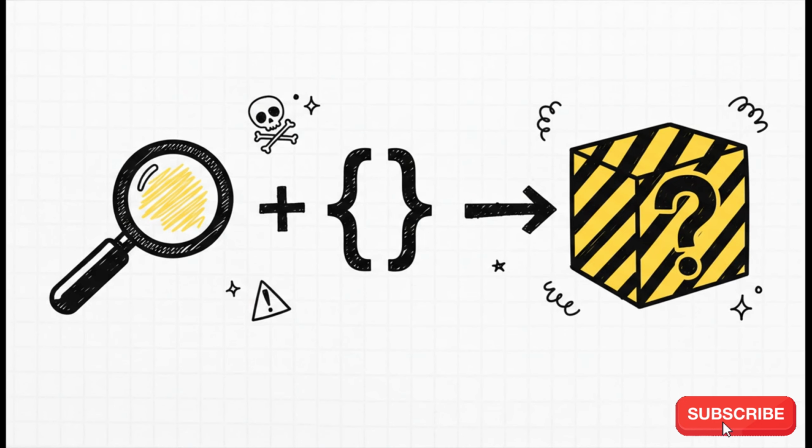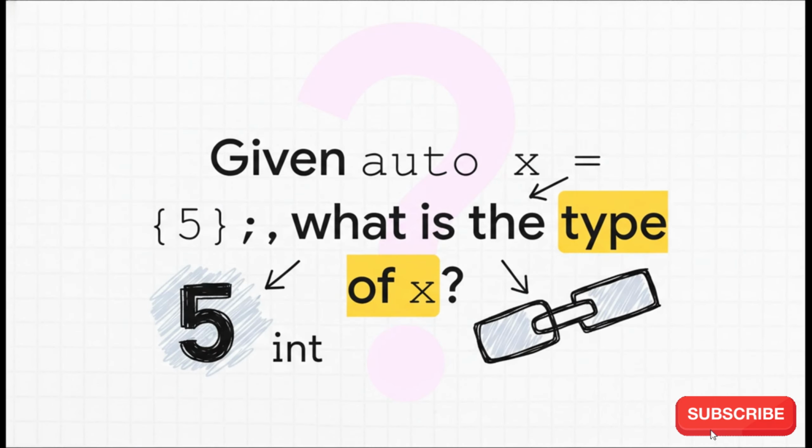But, and you know there's always a but, right? This is where things get a little tricky. This is a real modern C++ gotcha. What happens when we combine our new favorite keyword, auto, with our new favorite syntax, curly braces? Specifically, this little line of code right here: auto x equals 5. So, take a second. What do you think the type of x is?